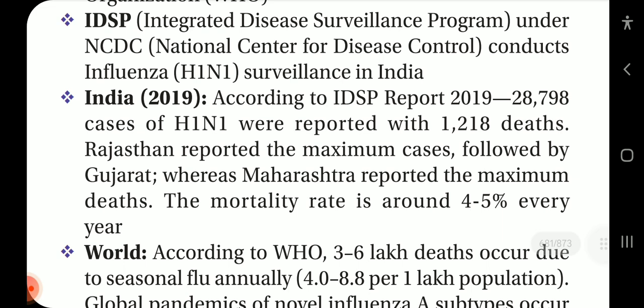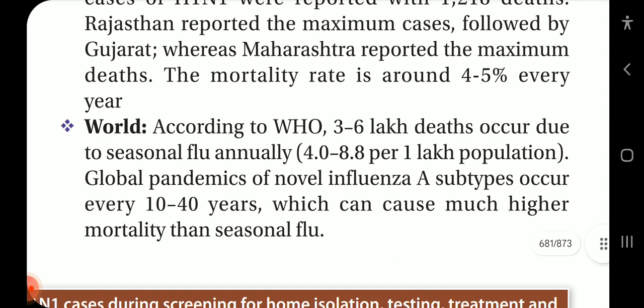India, 2019. According to the IDSP report 2019, 28,798 cases of H1N1 were reported with 1,218 deaths. Rajasthan reported the maximum cases, followed by Gujarat, whereas Maharashtra reported the maximum deaths. Mortality rate is around 4 to 5% every year.